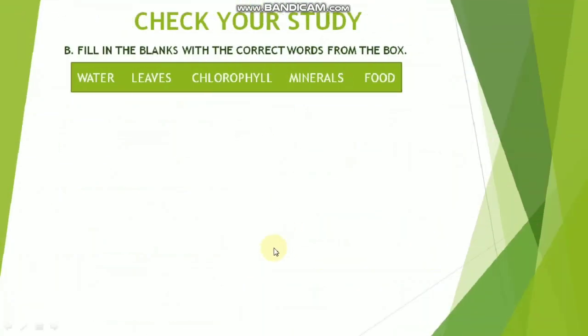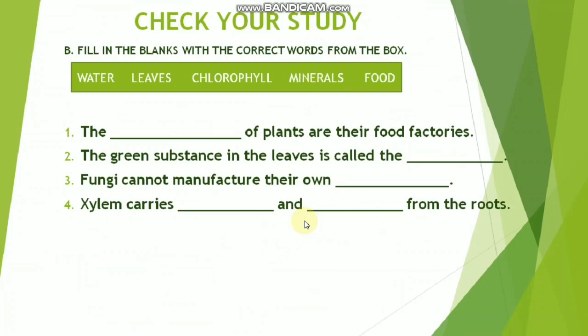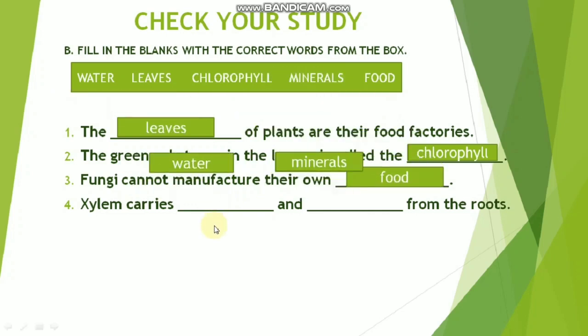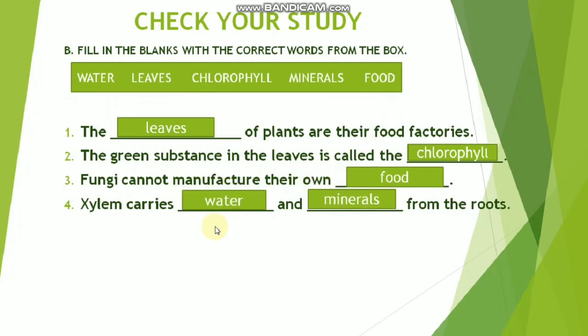Our next question is, fill in the blanks with the correct words from the box. The dash of the plants are their food factories. Which part of the plants makes food? Yes, the leaves. The green substance present in the leaves is called chlorophyll. Fungi cannot manufacture their own food. And xylem carries water and minerals from the roots.